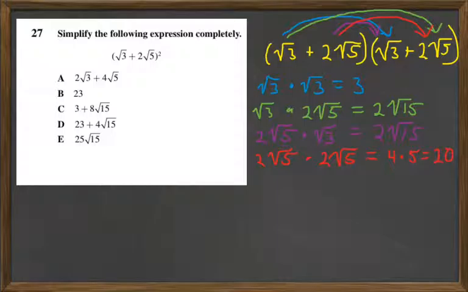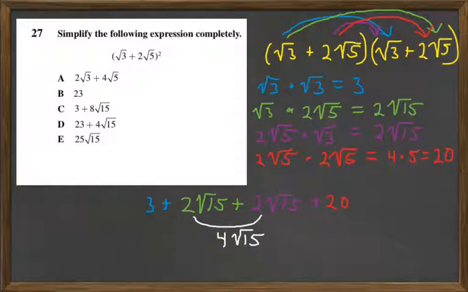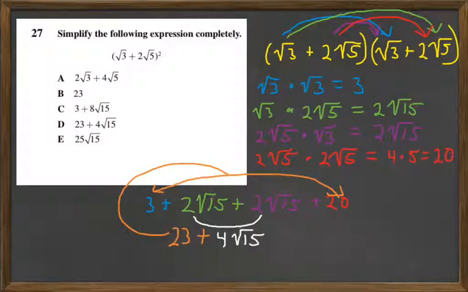And then we just have to combine everything together. So we have 3 plus 2 square root of 15 plus 2 square root of 15 plus 20. Combine those two and we get 4 square root of 15 when we add them together. And then combine the 20 and the 3, and that gives us 23. Add those and you get 23 plus 4 square root of 15, which is answer D.